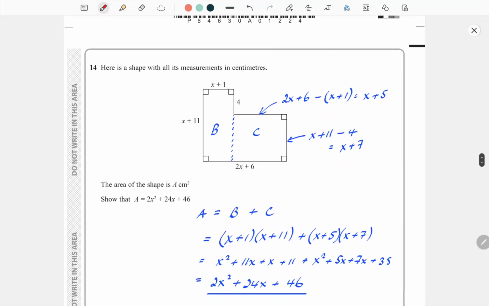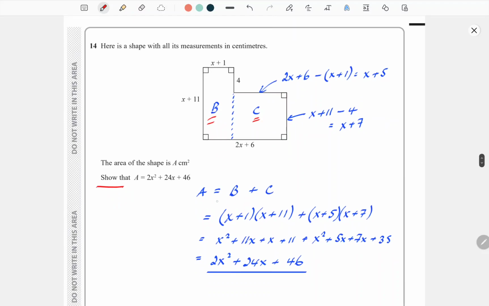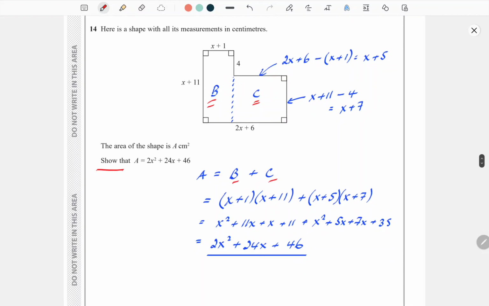Number 14, similar to the one that we looked at a little while ago. A shape, all its measurements are in centimeters, which is fine. The area of the shape is A, and we have to show that. So what we're going to do is chop it the way I've shown you here. This rectangle is B, and this rectangle is going to be C. So the area A of the whole shape is area B plus area C. We're going to work out each of those individually.